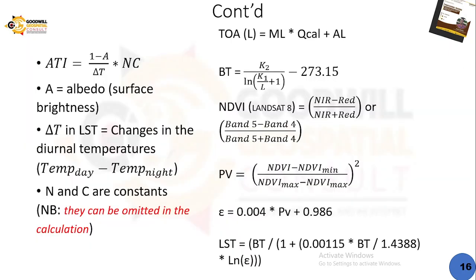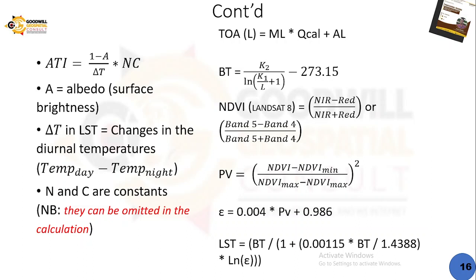As we discussed earlier, apparent thermal inertia can be calculated from the images. We calculate apparent thermal inertia using this equation: 1 minus albedo over the change in temperature, times Nc. Nc are constants that can be omitted. They are relatively insignificant and can be omitted in the calculation.